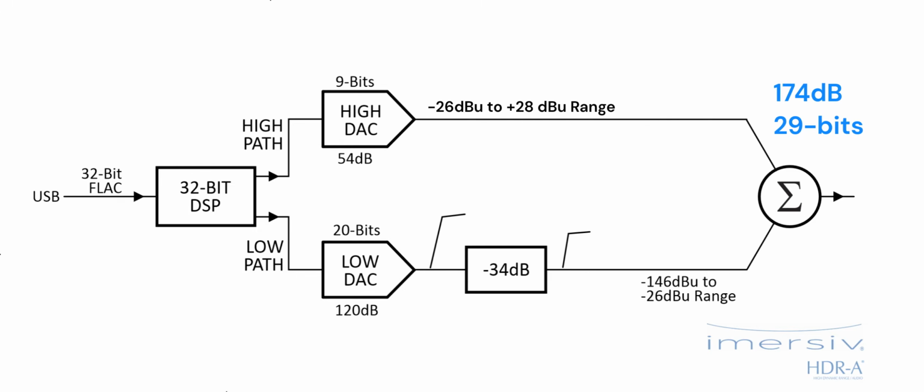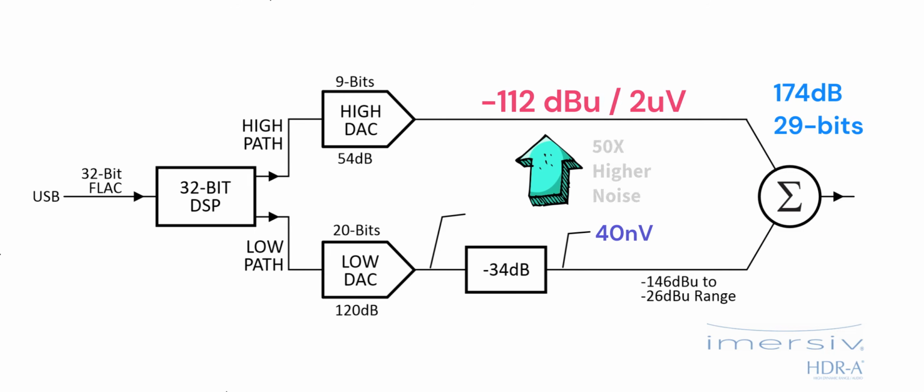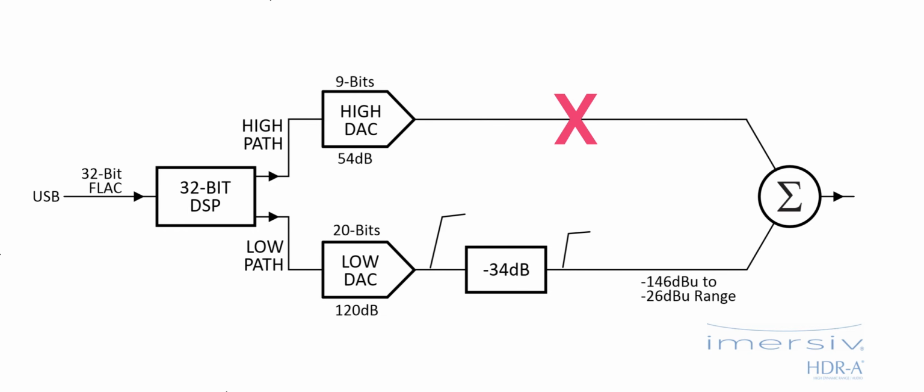But wait, something's still not right. When we sum the high path and the low path, the exquisite 40 nanovolts of low path noise is totally swamped out by the high path noise, which is like 50 times higher. This is a problem. What we need to do is remove the high path when it's not being used. So how do we do that?